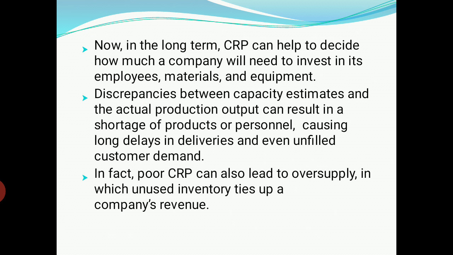Now what happens in the long run? CRP can help to decide how much a company will need to invest in its employees, materials and equipment. Naturally, if you are doing long term planning and making an aggregate demand plan of, say, 16 to 18 months or beyond, you come to know that there is an upward trend in the demand for whatever you produce. Then you know the extra amount you need to invest in equipment, materials and employees, so a company gets a lump sum idea of whatever changes are required in the long run.